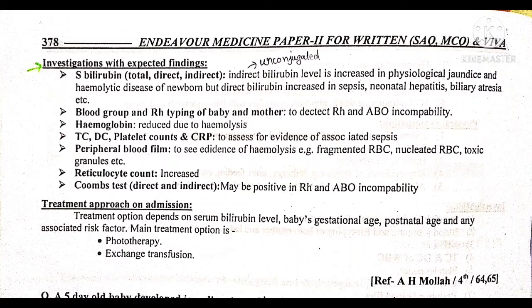Most of neonatal jaundice are physiological and usually they don't require any treatment. Only exclusive breastfeeding and follow-up is sufficient. But in pathological jaundice, the treatment option depends on serum bilirubin level, baby's gestational age, postnatal age, and any associated risk factor. Main treatment options are phototherapy and exchange transfusion.